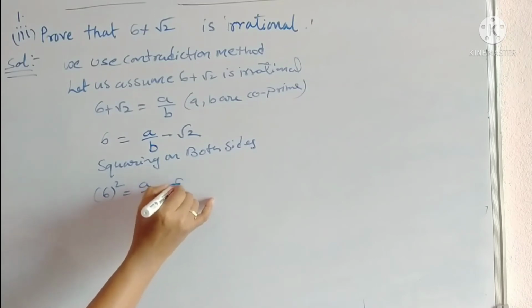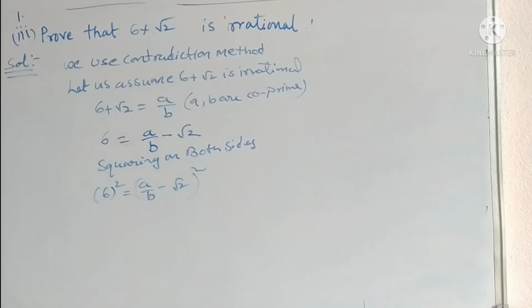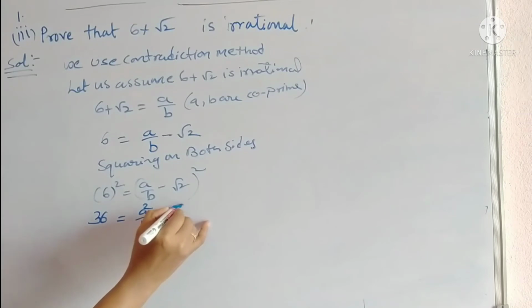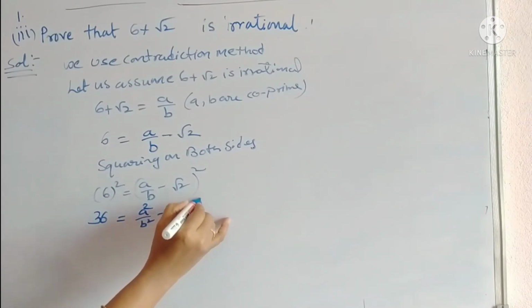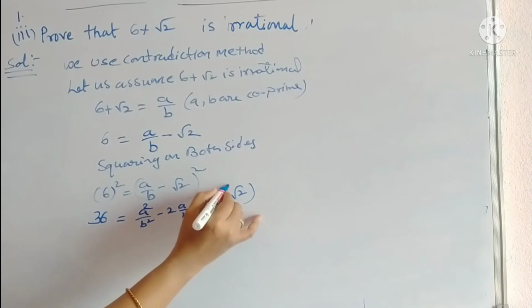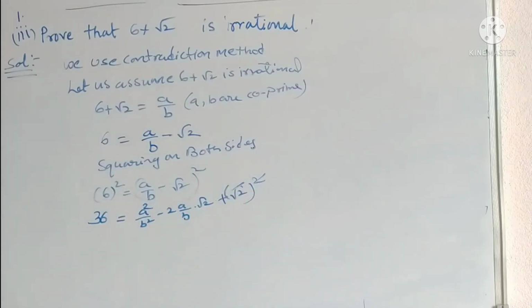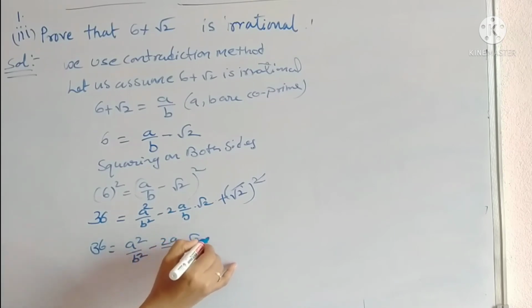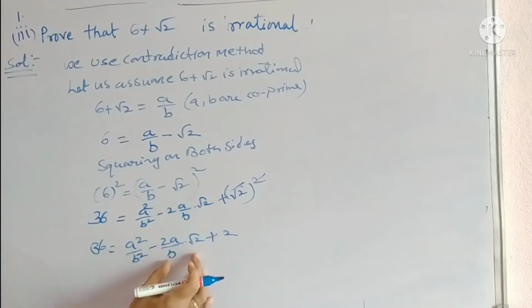6 square is equal to (a by b minus root 2) whole square. So the term on the RHS is in the form of (a minus b) whole square. So 6 square means 36. So a square minus 2ab plus b square. Okay, simply we have substituted in the formula. 36 is equal to a square by b square minus 2ab into root 2 plus 2.